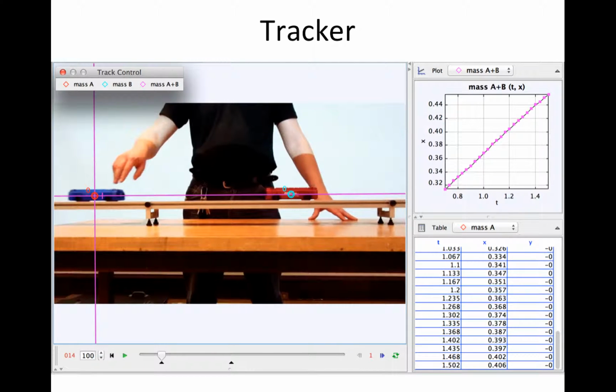Moving on to Tracker, I uploaded the video of the inelastic collision from YouTube. I calibrated it, set up an axis where the carts moved in the positive x direction, and found the point mass of the first cart, the second cart, and when the two carts were attached.